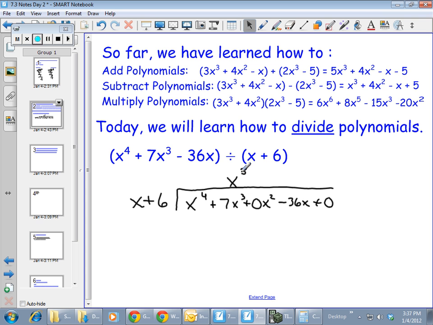And I like to line these up, so the x to the 3rd goes over the x to the 3rd. I like to just keep them all in a line, just to be neat. Okay, so x to the 3rd times x will give me x to the 4th, and that's good, because when we subtract those, the x to the 4th is going to cancel out. And then x to the 3rd times 6 is 6x to the 3rd.